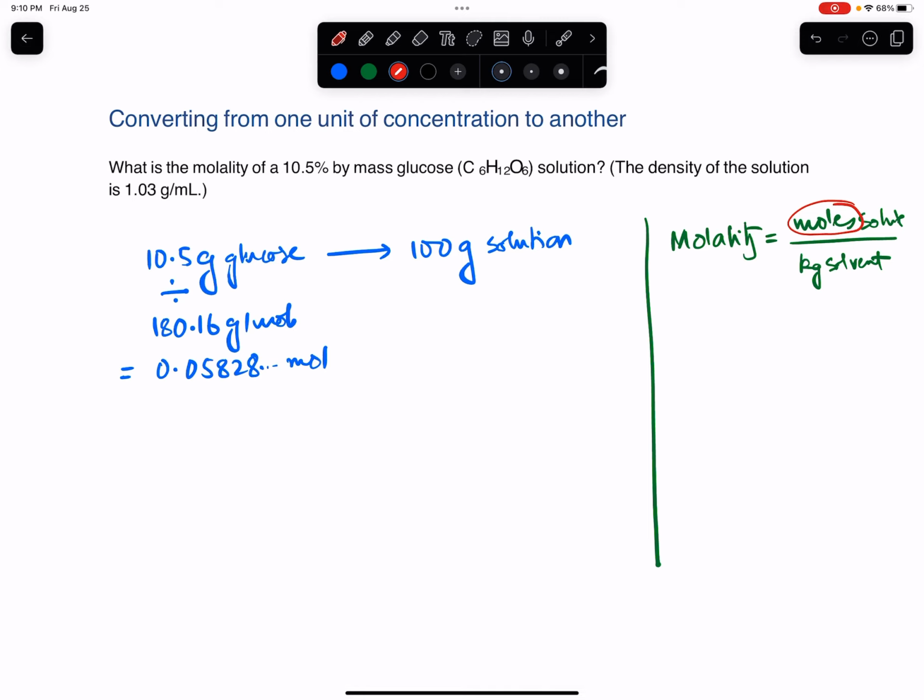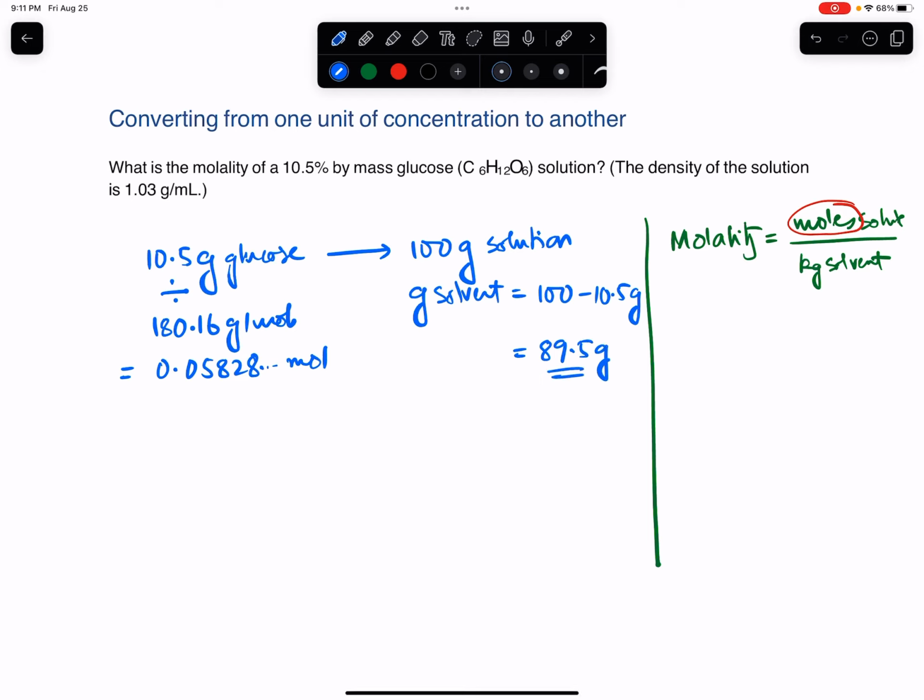The next step is to figure out the kilograms of solvent. To do that, we're going to start with 100 grams of solution, and the first step is to subtract the 10.5 grams of glucose from the solution, because that's going to give us the number of grams of solvent. So grams of solvent is equal to 100 minus 10.5 grams, which is 89.5 grams. That's my grams of solvent.